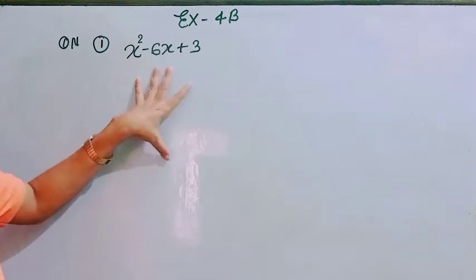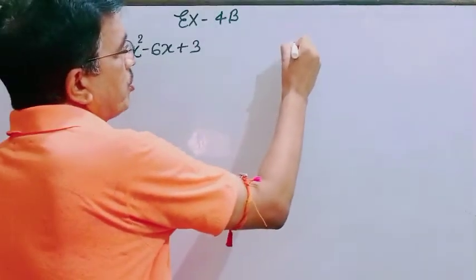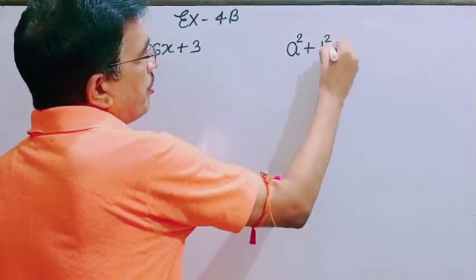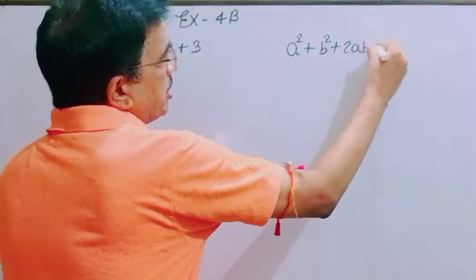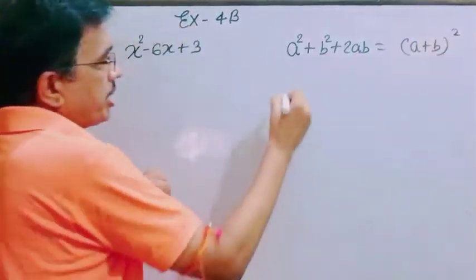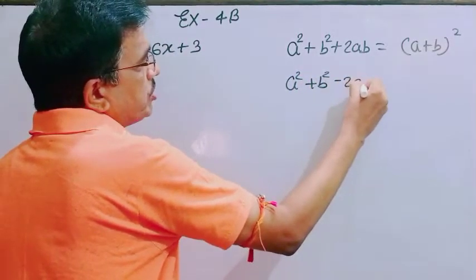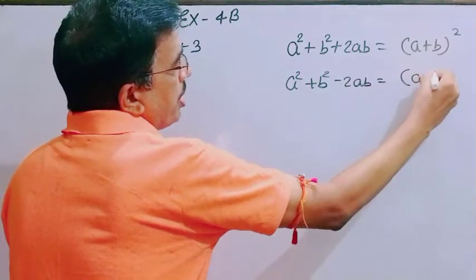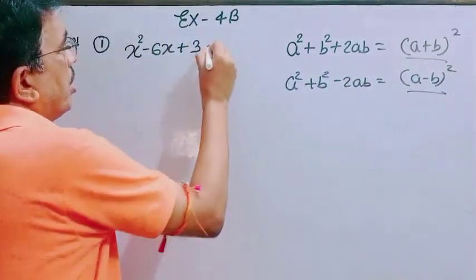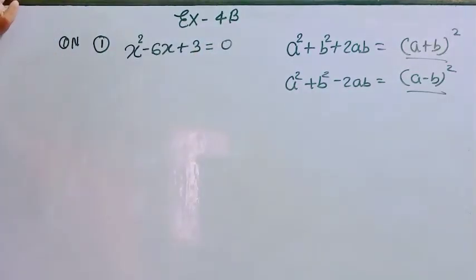The question is x square minus 6x plus 3. Before this question, let us discuss two things. First, a square plus b square plus 2ab is a complete square, that is a plus b whole square. And next, a square plus b square minus 2ab is equal to a minus b whole square. I use these two square forms in the questions of exercise 4B.